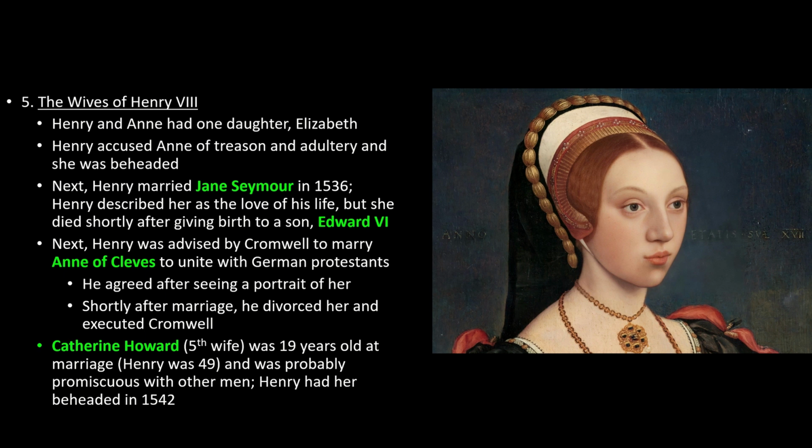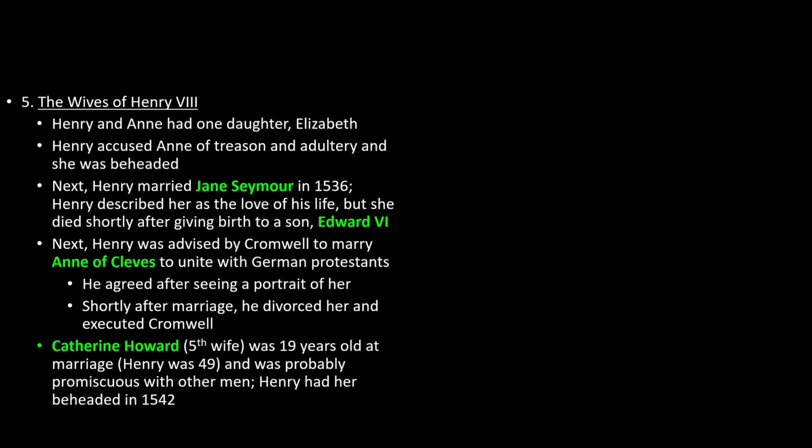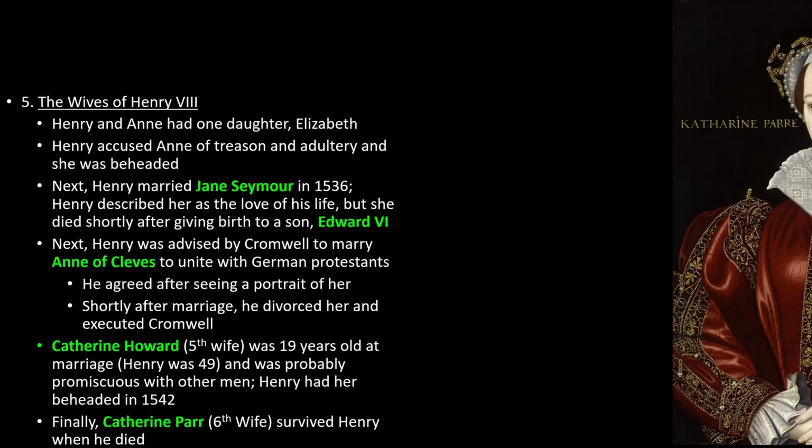I mean, can you imagine being a 19-year-old, married to this 49-year-old that you're not really attracted to? So she cheats on him, and guess what? He has her executed in 1542. Bye-bye to her. And then finally, Henry VIII marries Catherine Parr, the sixth wife.